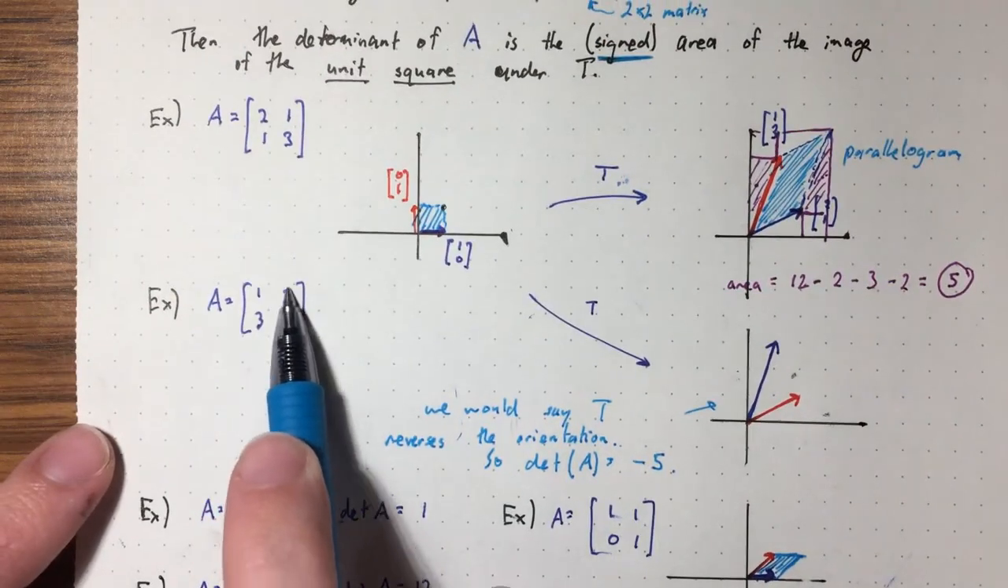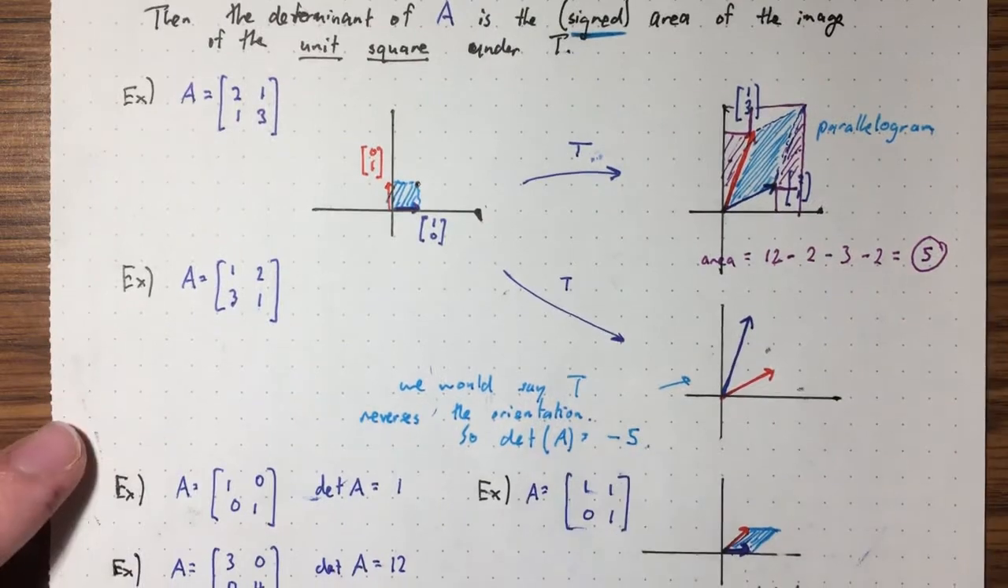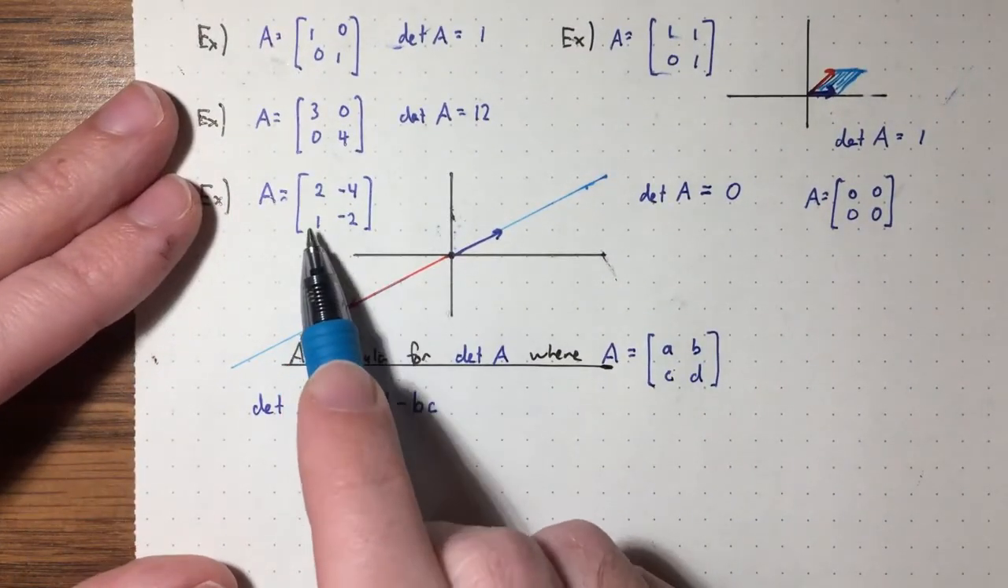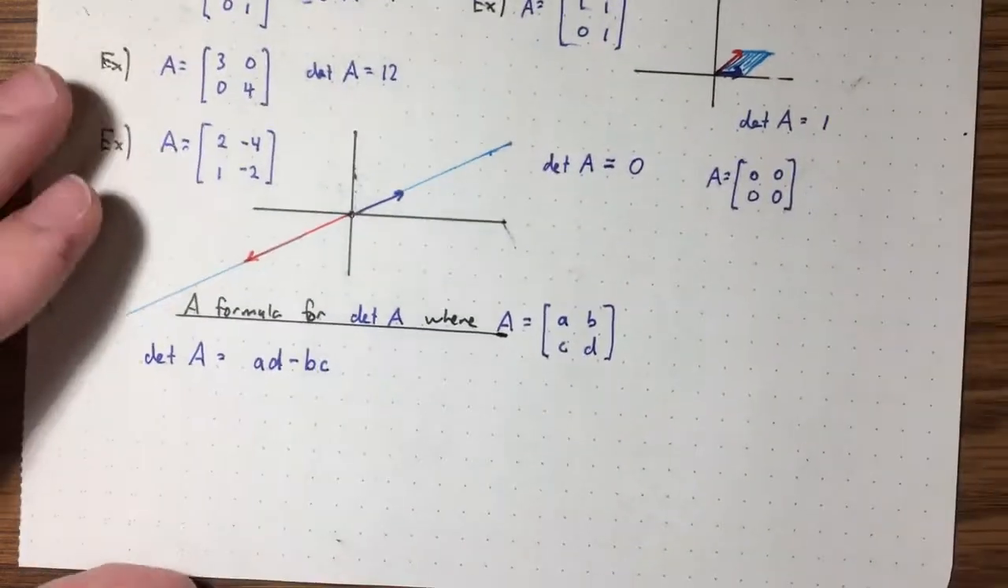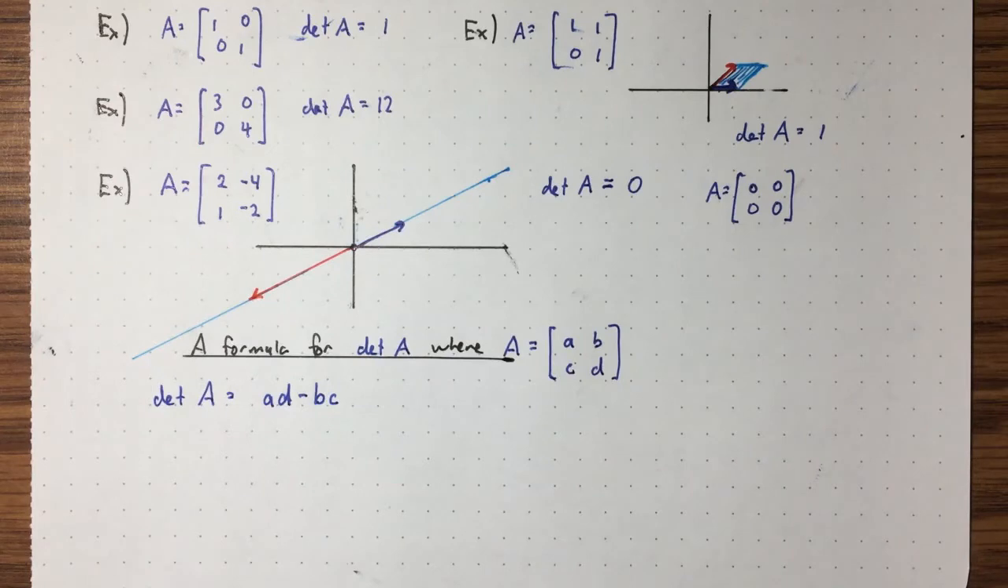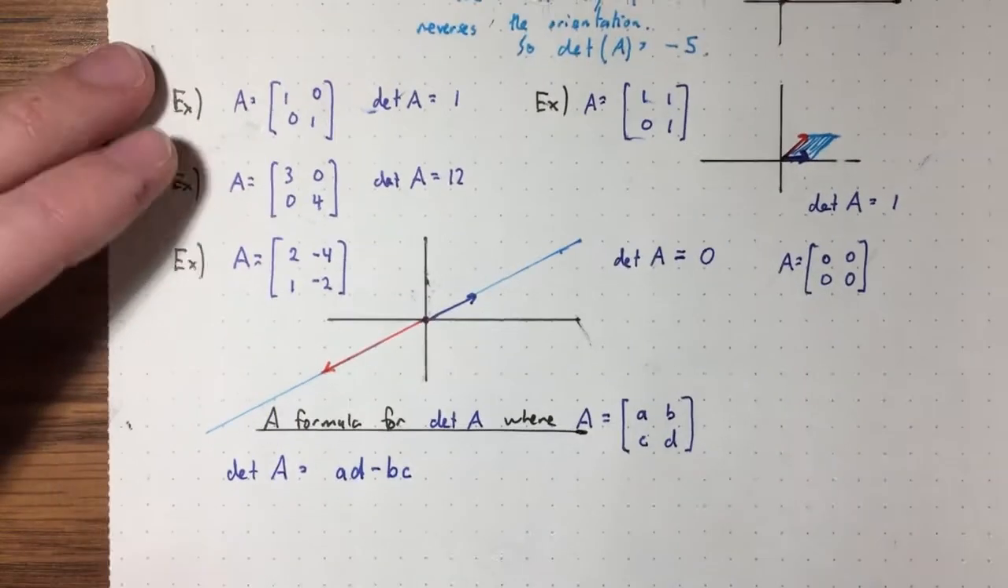Here we get 1 minus 6. That's negative 5, which is what we said. This one we get minus 4 minus minus 4, which is 0. So that's the determinant of 0. So it's a very handy formula. This only works for a 2 by 2 case. But here's an application.